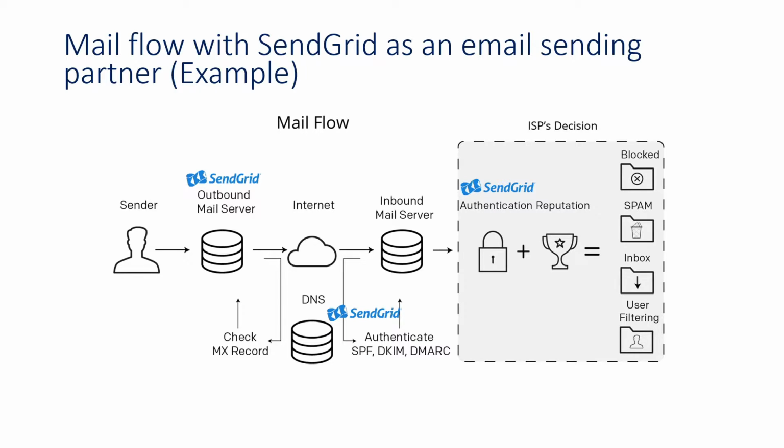We have a partner called SendGrid, which sends email on our behalf with our SMTP addresses. So this is an example of a mail flow in which SendGrid sends an email to our customers. You can pause the video and refer to the mail flow.